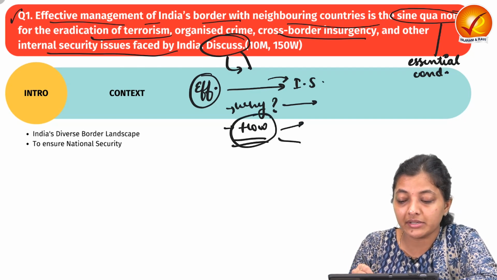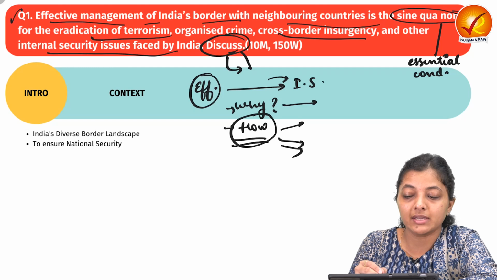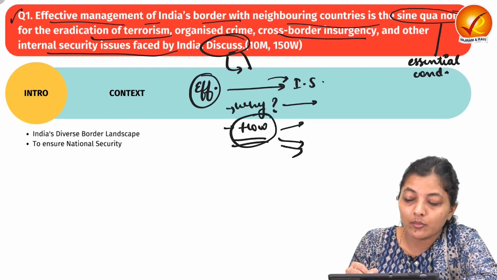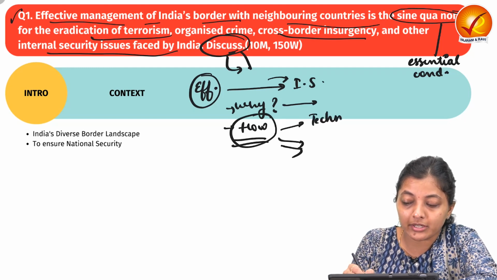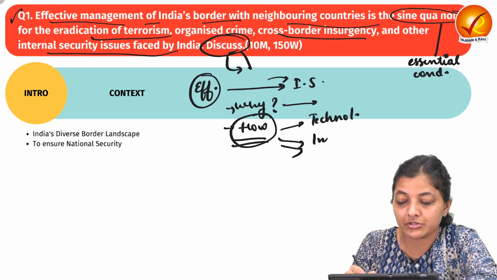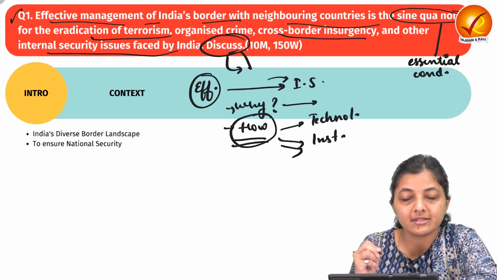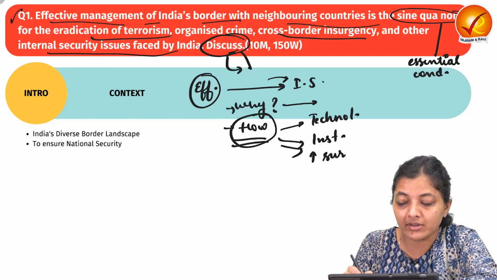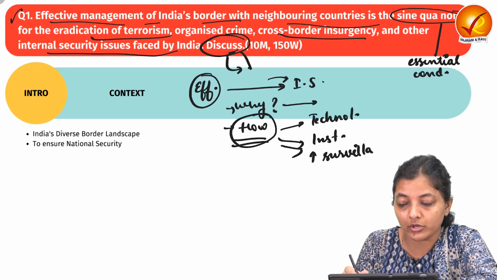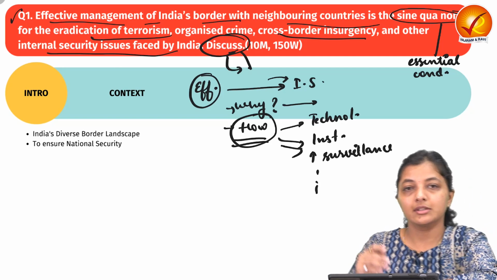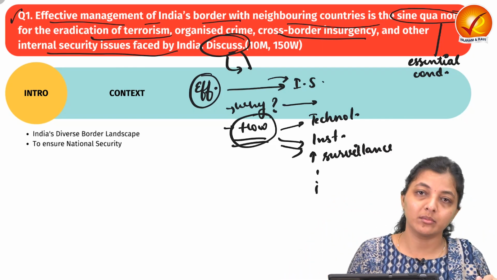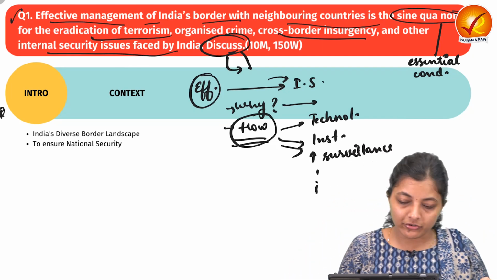So we have to write the different dimensions because the keyword is discuss. Like, what are the dimensions with respect to technological advancements, what are the institutional reforms in this respect, how to increase the surveillance along the borders, etc. So we have to write in the different dimensions. Let's start with the introduction.